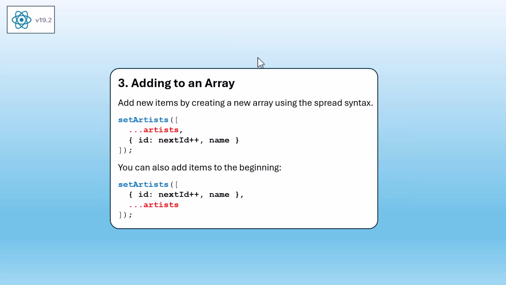3. Adding to an array. When you want to add an element to an array, don't use methods that change it directly. Instead, create a new array that includes the existing items and the new one. The simplest way is to use the spread syntax to copy the existing items and then include your new item either at the end or at the beginning. This approach replaces the state with a completely new array rather than changing the original one. By doing this, you ensure React correctly detects that the array has changed and re-renders the component.